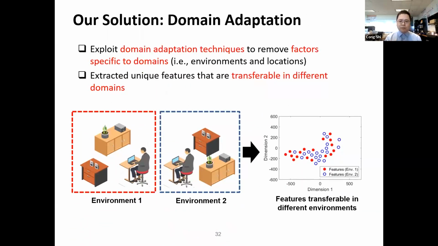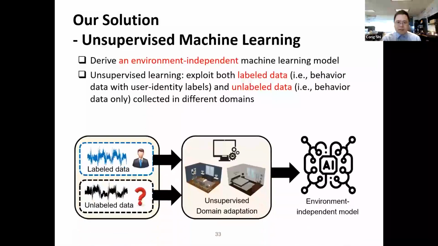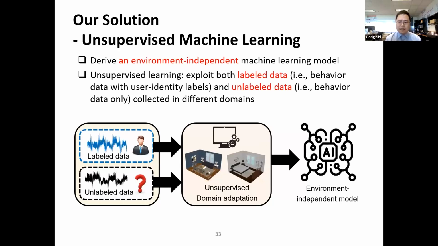To address these two important challenges, we propose an end-to-end domain adaptation-based approach to remove the environment and location-specific information in the collected CSI measurements. We aim to extract environment invariant features that discriminate among different users while being transferable in different domains. We define the domain as the user's locations and environmental status. So our objective is to derive an environment-independent deep learning model.